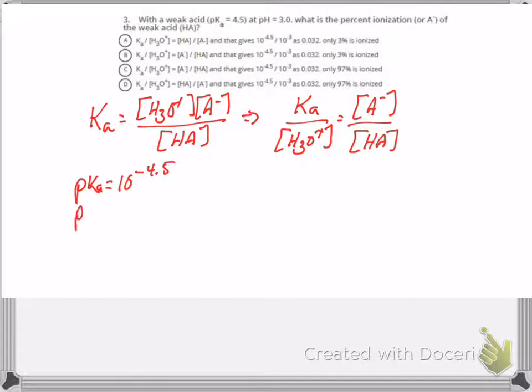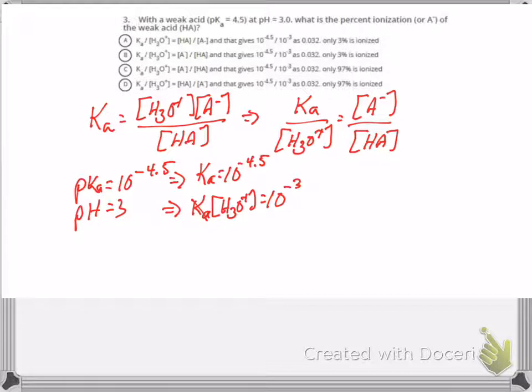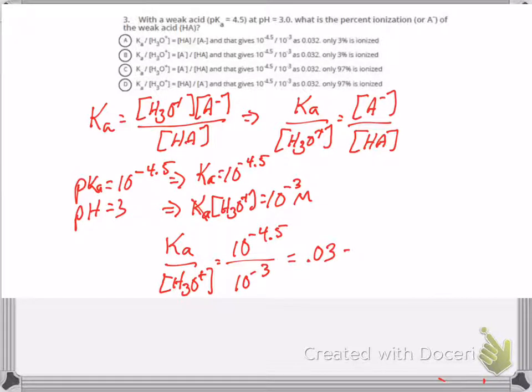So the pKa was 4.5 and the pH was 3. This gives us a Ka of 10 to the minus 4.5 and an H3O plus concentration of 10 to the minus 3. We plug these into the equation and we get the ratio. It should be 10 to the minus 4.5 divided by 10 to the minus 3, but this is about 0.03. So about 3% is A minus, which is the ionized form of the acid. So we mostly have HA. It's much bigger. It will be the dominant form. And then the answer is B.